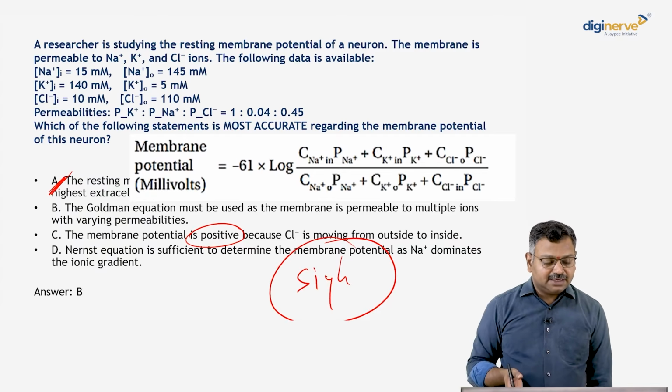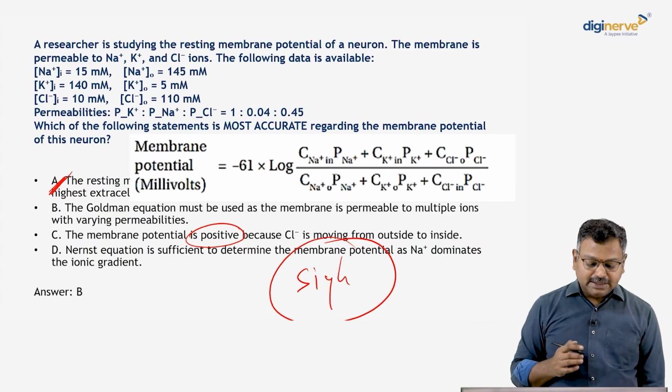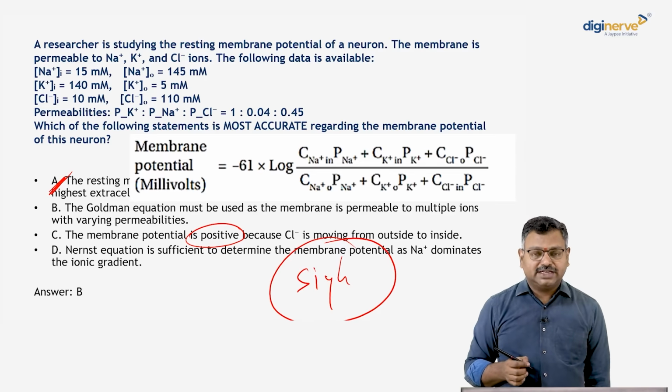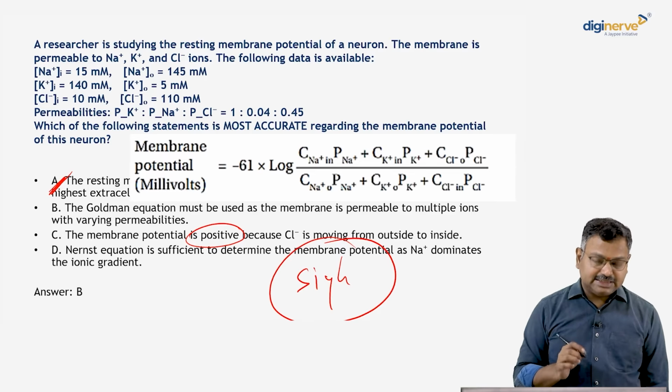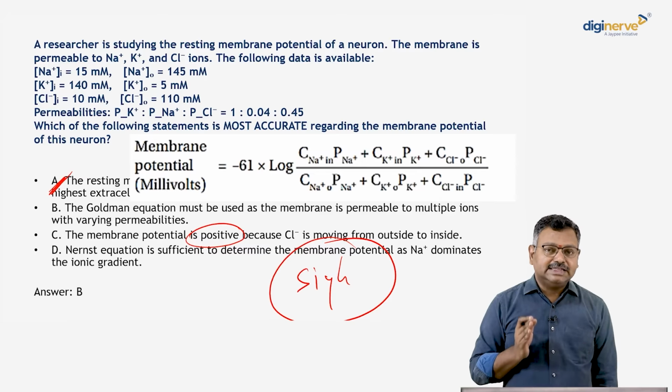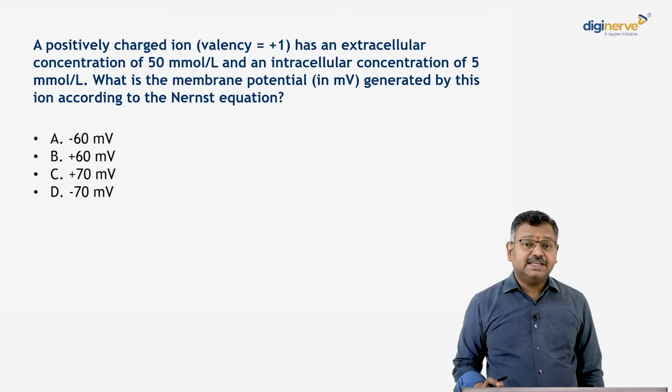Here we have multiple ions. So here we have to apply the Goldman-Hodgkin-Katz equation, not the Nernst. Nernst is only for a single ion. Coming on to the next question.